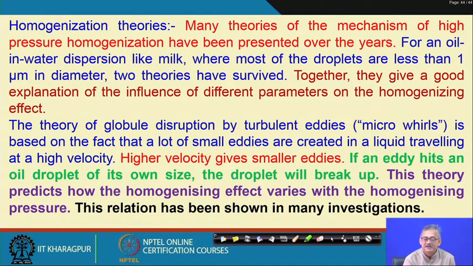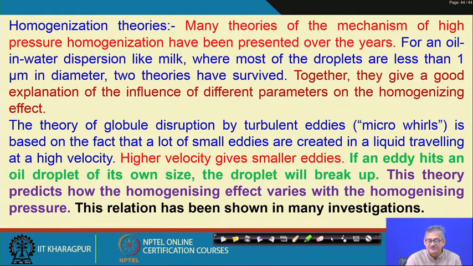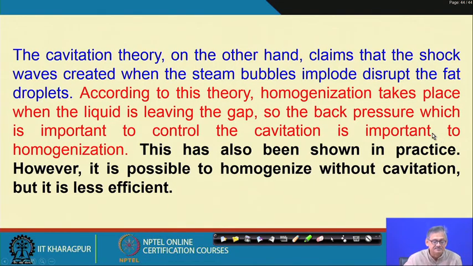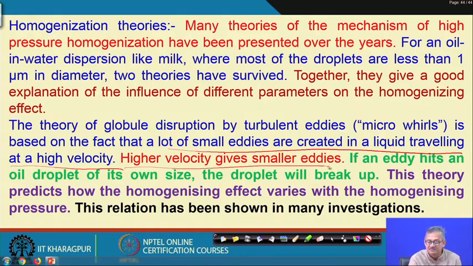The theory is like this. Let us go quickly. Many theories of high pressure homogenization have been presented over the years. For an oil in water dispersion like milk, where most of the droplets are less than 1 micron in diameter, two theories have survived. Together, they give a good explanation of the influence of different parameters on the homogenizing effect. The theory of globule disruption by turbulent eddies, that is microwhirls, is based on the fact that a lot of small eddies are created in a liquid traveling at a high velocity.